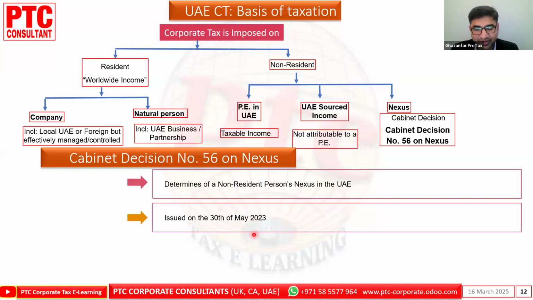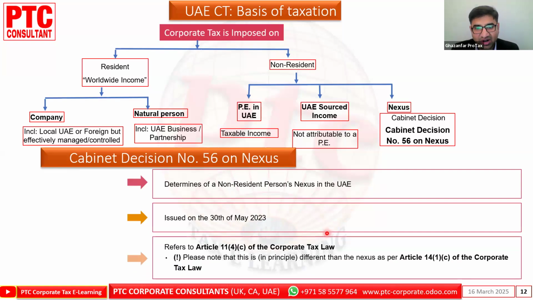Issued on 30th of May, Cabinet Decision 56 on nexus, issued on 30th May of 2023. It gave us the guideline to determine the nexus. Refer to Article 14, Clause 4C of the Corporate Tax Law. Please note that this is in principle different than the nexus as per Article 14(1) of the Corporate Tax Law.